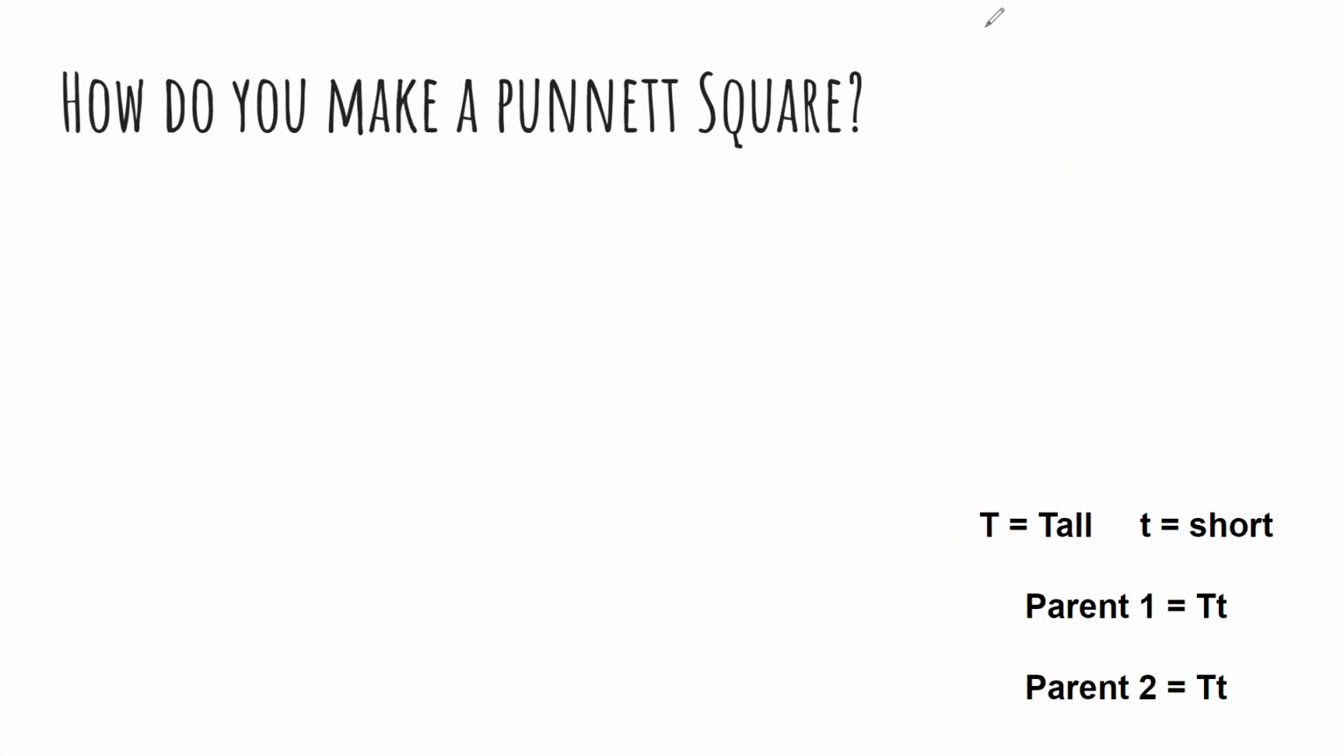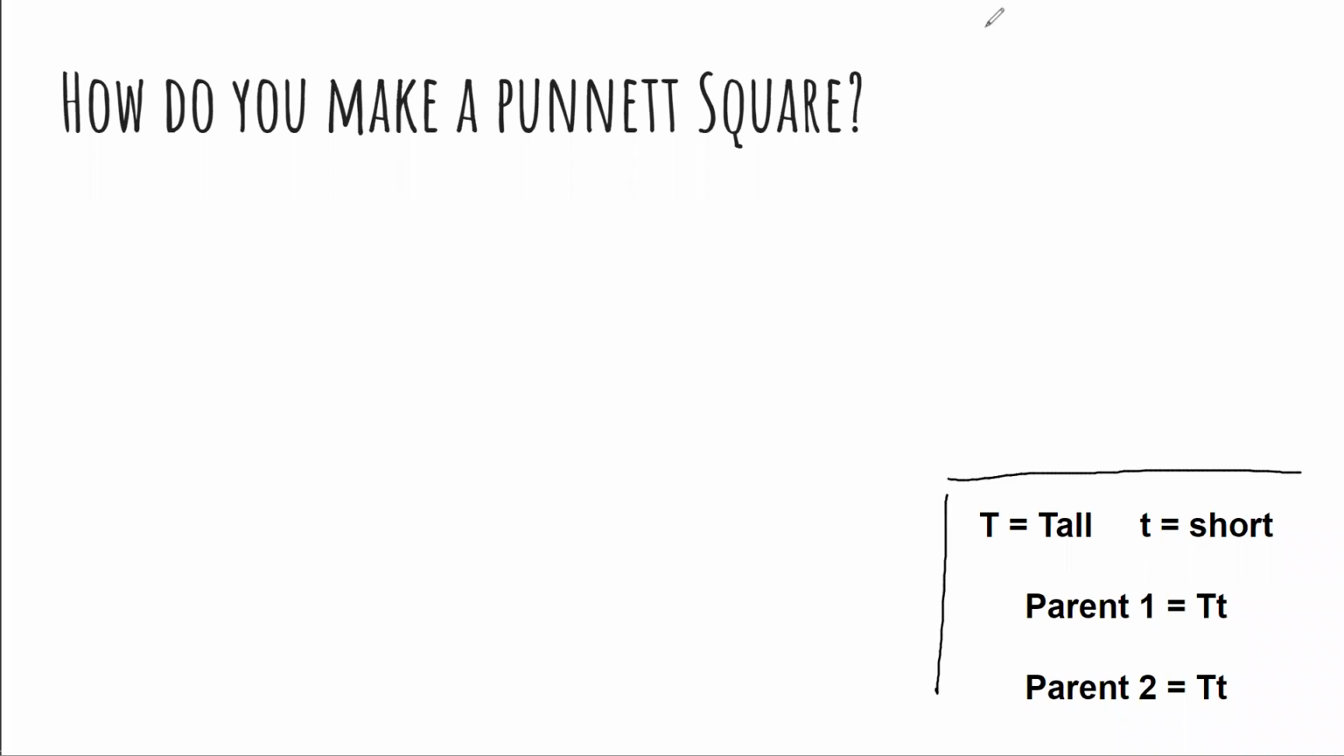So how do you make a Punnett square? The first thing I would always like to point out is that we always need a legend or some type of key on our paper so that we know what each allele codes for and what each parent's genotype is. This can help us when we're later trying to understand the Punnett square.